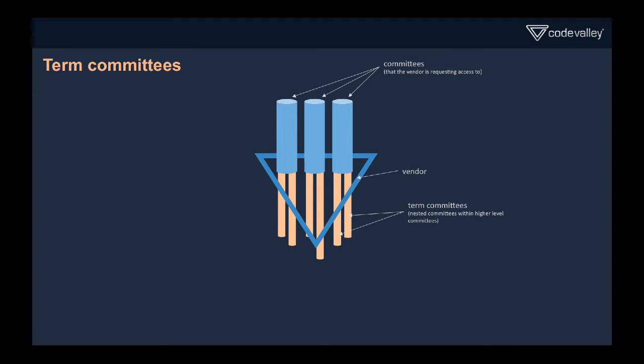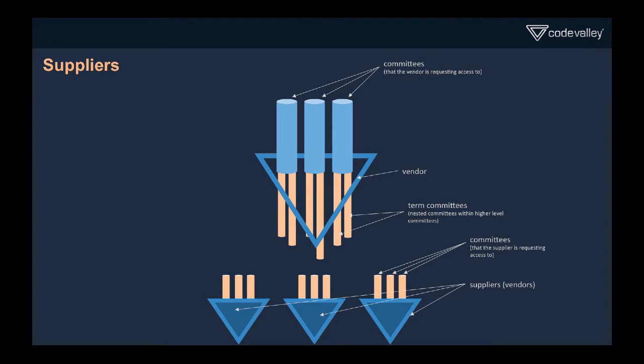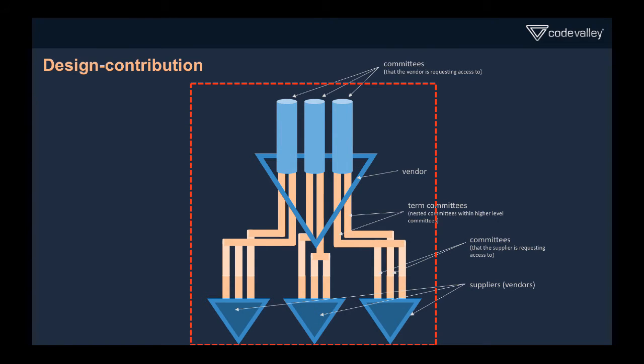But the vendor's not done yet. It's requested access to certain committees from its client, it's joined those committees, it's made some decisions, and now it's going to contract other suppliers. Now these suppliers, they request access to their own specific committees for their own specific design purposes. And guess what? The term committees of our own higher level committees can connect right up with our suppliers. What the vendor has done by threading these committees together, we call this a design contribution. The vendor has essentially applied the smarts of its developer owner to a project.